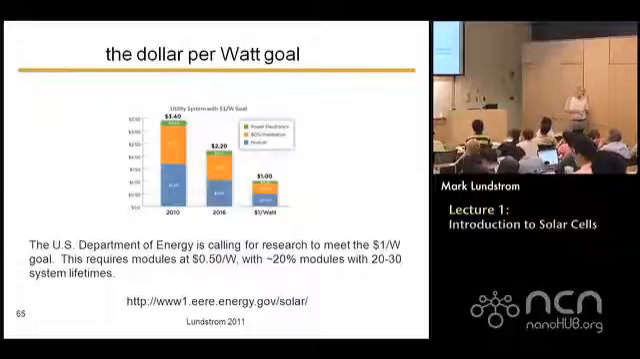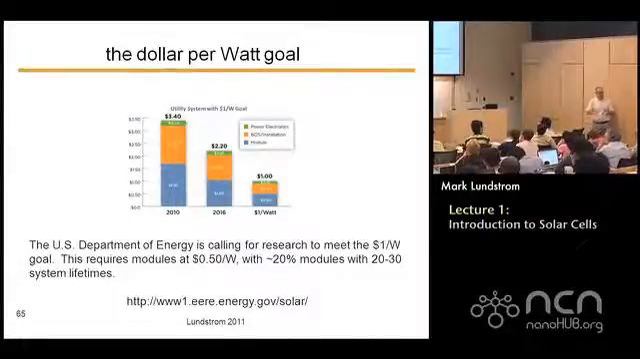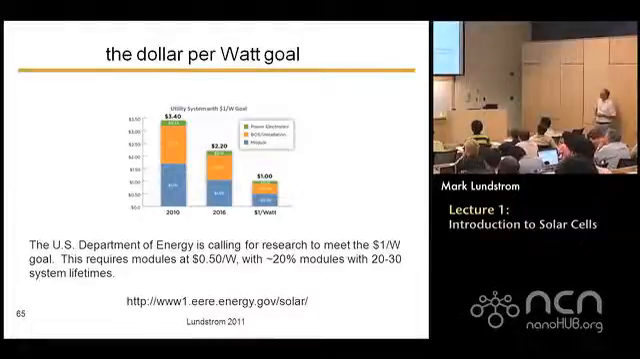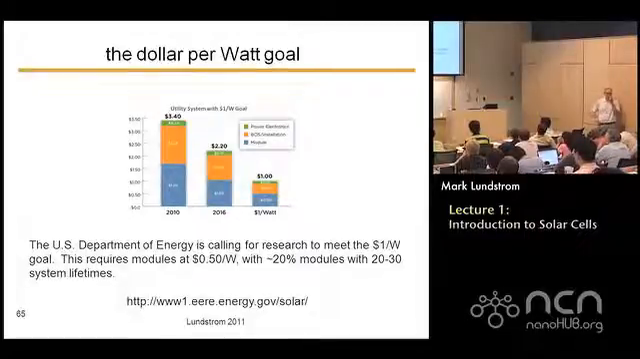So that's not just one cell. You hook a set of cells together in a module. You package them, encapsulate them so that they'll last for 30 years. The efficiency drops a bit after you do all of that. You've got to be able to do that module at 50 cents per watt. We're at $1.70 a watt now. So more than a factor of 3 reduction is needed.